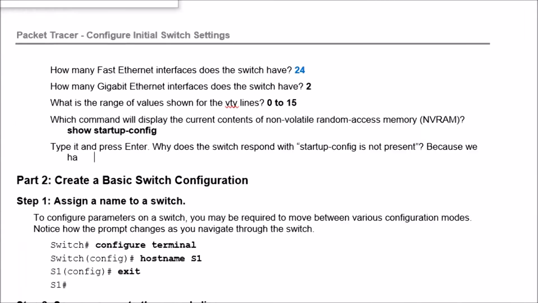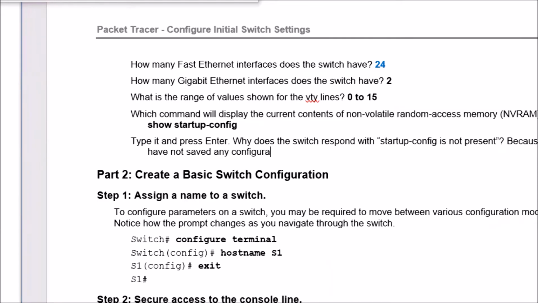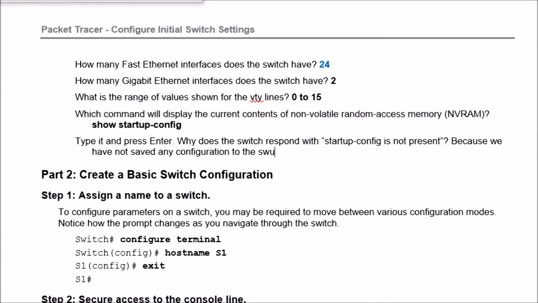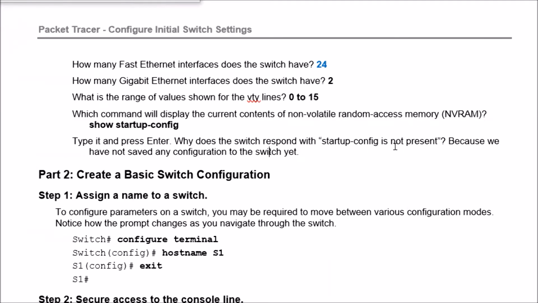So our answer is: because we have not saved any configuration to the switch yet. All right, so you can reword it on your own. Basically, it's because we didn't perform any changes in the configuration yet. We haven't adjusted anything, right? In terms of the host name, in terms of the password, nothing yet. But we have seen the default configuration of a new switch.